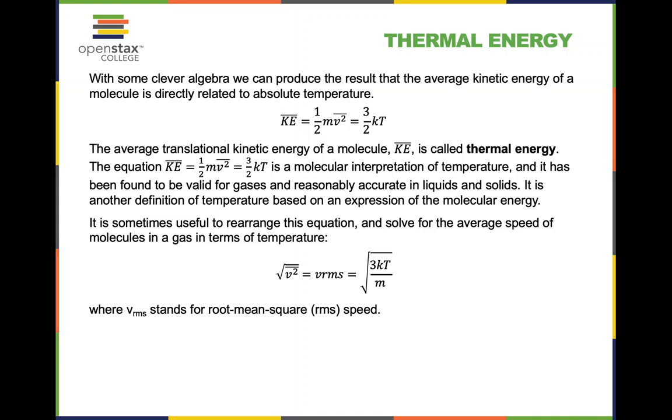It is sometimes useful to rearrange this equation and solve for the average speed of a molecule in a gas in terms of temperature. So solving for your v here, you'll get the square root of 3kT over m, where your v_rms stands for root mean square. So it's just this v squared and square root.